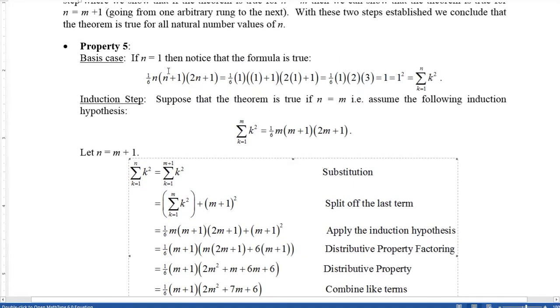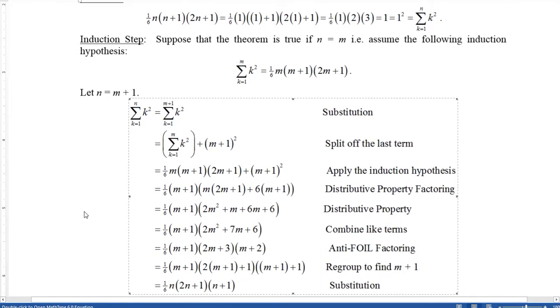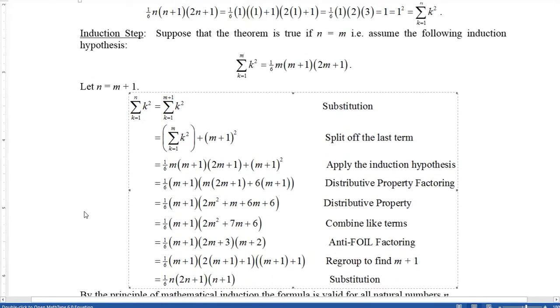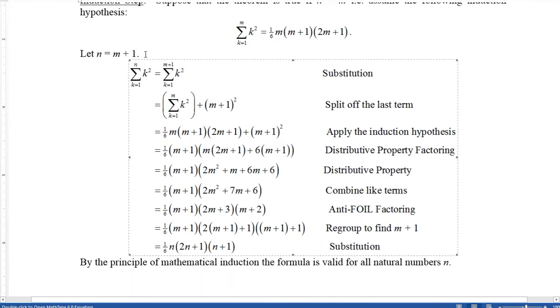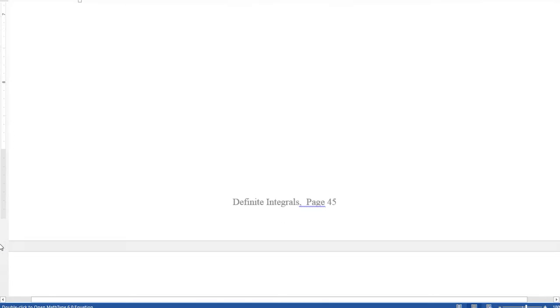So we showed that the theorem is true for n equals 1. And we showed that if we know it's true for any level, then you can go to the next level up. So we showed this true for 1, and this says if we can do it for 1, we can do it for 2. If we can do it for 2, we can do it for 3. If we can do it for 3, we can do it for 4, and so forth. If we can do it for any level, we can do the next one up. And so the principle of mathematical induction says the formula is valid for all natural numbers n.